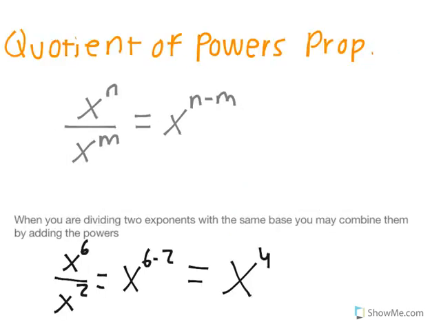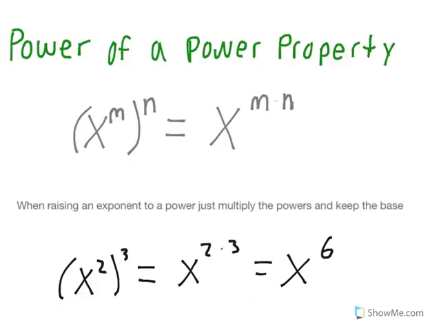x to the 5th. The quotient of powers property is when you're dividing 2 exponents with the same base, once again, key word, same base, you may, I wrote adding, it's subtracting their powers. So when you divide, you subtract. When you multiply, you add. So here we have x to the nth divided by x to the mth, which is equal to x to the n minus m. And here's an example with numbers. X to the 6th divided by x to the 2nd is equal to x to the 6th minus 2, which is equal to x to the 4th.